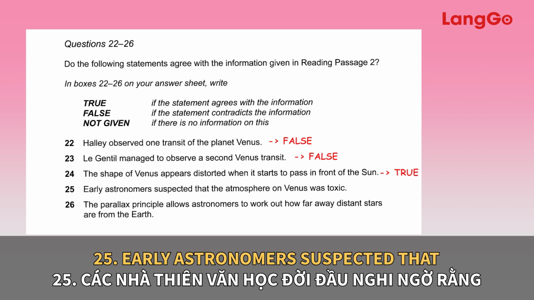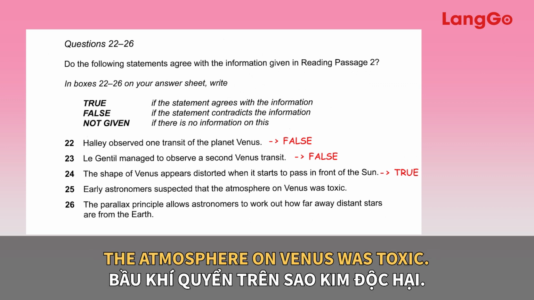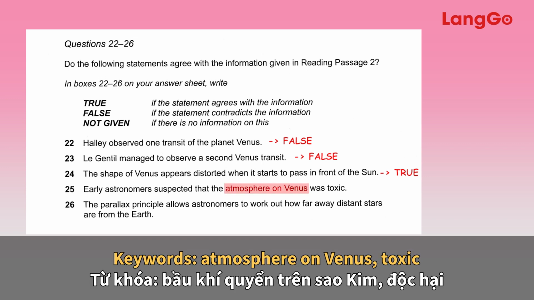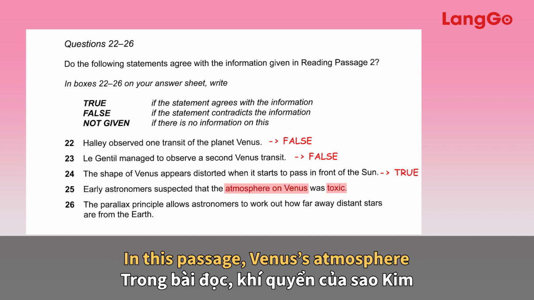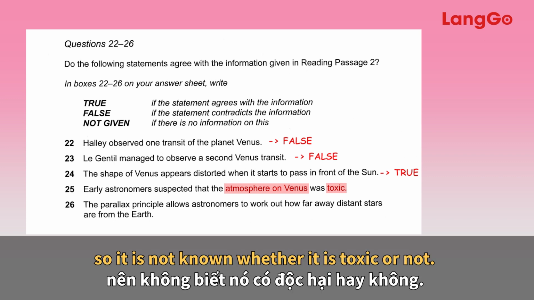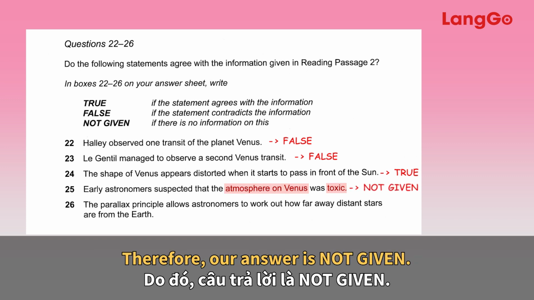Number 25. Early astronomers suspected that the atmosphere on Venus was toxic. Our keywords here are the atmosphere on Venus and toxic. In this passage, Venus's atmosphere is not mentioned by the writer, so it's not known whether it's toxic or not. Therefore, our answer is not given.